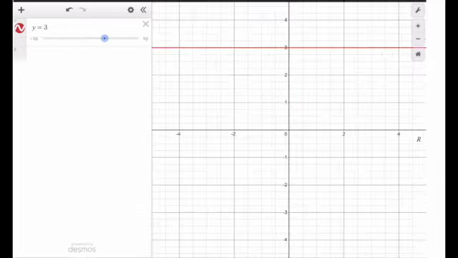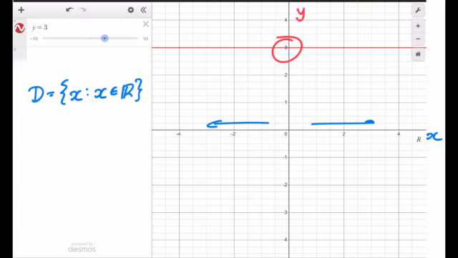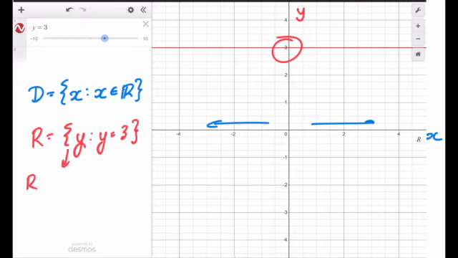Our next example has the graph y equals 3. Now along this horizontal line we have points with positive x values and points with negative x values. So there's no restriction on the x values. That means that our domain can be defined as x values such that x can be an element in the reals. Basically saying that x can be any number at all from negative infinity to positive infinity. Now along that horizontal line, every single point has a y value of 3. There is no variation. So the range is equal to y such that y is equal to 3. We can also classify that by just saying the range is equal to the number 3.